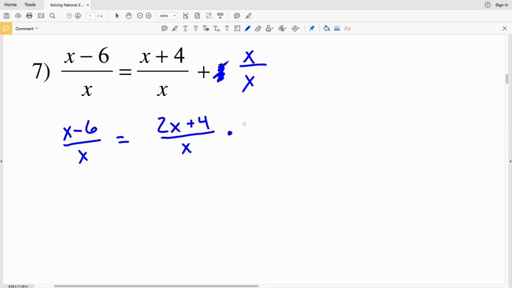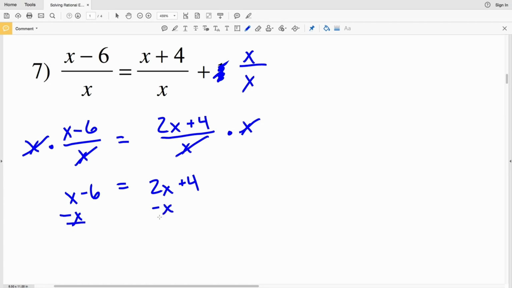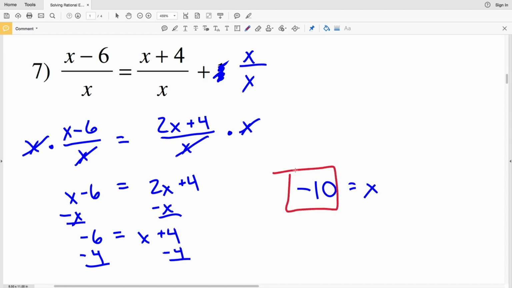Now I'm going to multiply both sides by x to get it out of the denominator. When I do that, since x is also the denominator on the other side, we'll be left with only the numerators. So we'll have x minus 6 equal to 2x plus 4. Now I'm going to subtract x from both sides to get that negative 6 equals x plus 4. And then I'm going to subtract 4 from both sides to get that negative 10 is equal to x. And that's my solution for number 7.